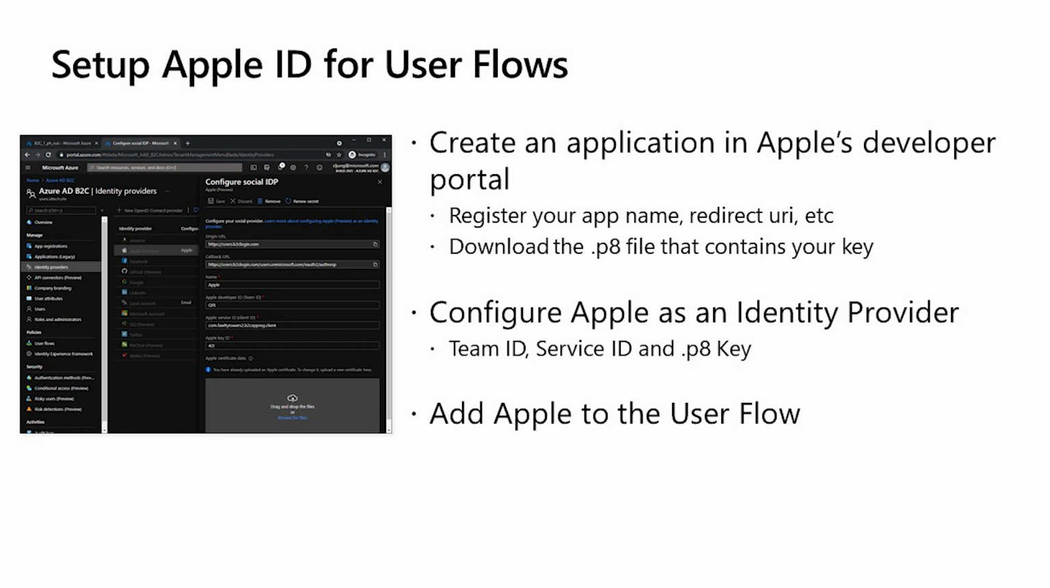Then in the Azure portal, you configure the Apple as an identity provider. You specify the Apple specific details like the team ID, the service ID, and then you drag and drop the P8 file up to the portal and add your client secret. This secret needs to be rotated every 180 days, and for that purpose, we've added a button that says Renew Secret, so you can do that as easy as possible.